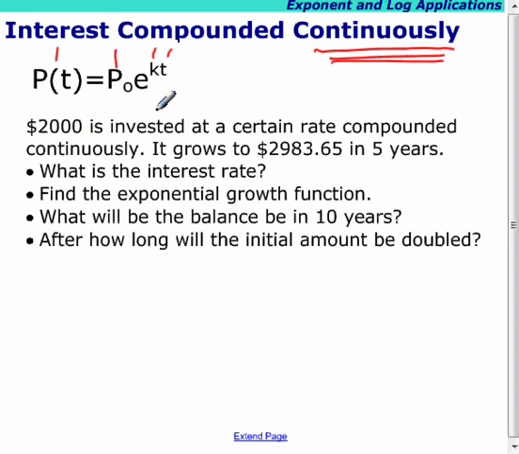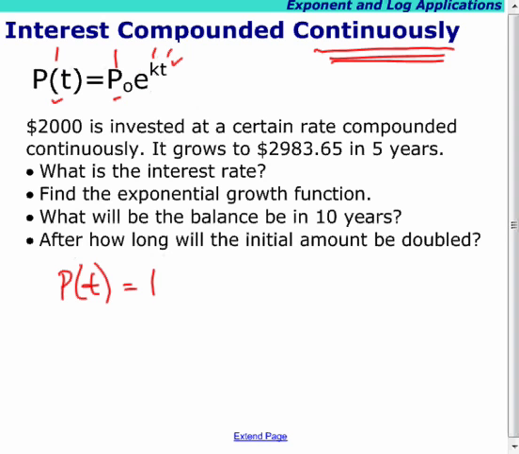So the question says 2,000 is invested, that'll be here, compounded continuously. It grows to 2983, that'll be this, and it does that in 5 years. Interesting. So they ask us what the interest rate is. So they gave me everything except for k. Alright, let's plug those in.